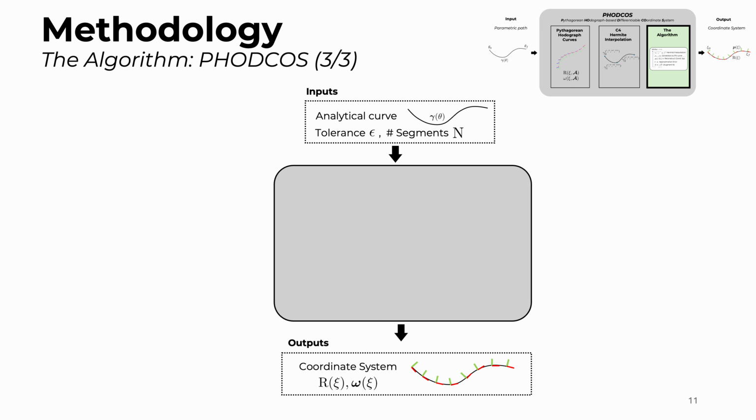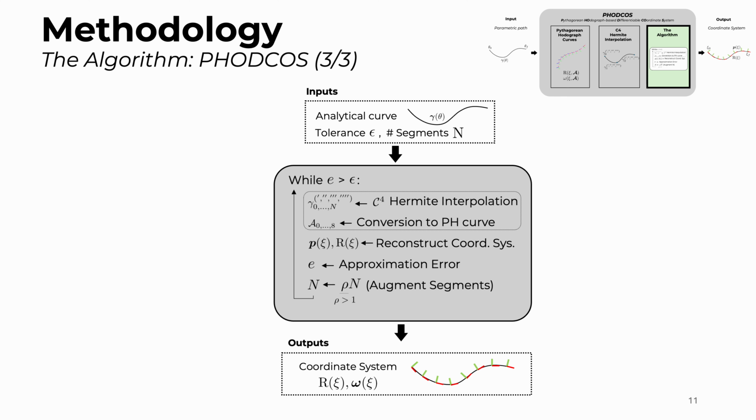As I've been mentioning along this talk, the idea of this algorithm is that the user provides us with the analytical curve and a desirable tolerance. Then we iteratively conduct the C4 Hermite interpolation that I just introduced. We calculate the error, and if the error is bigger than the tolerance, we augment the number of segments. This way, we keep on augmenting the number of segments until the obtained converted form is below the desired tolerance.